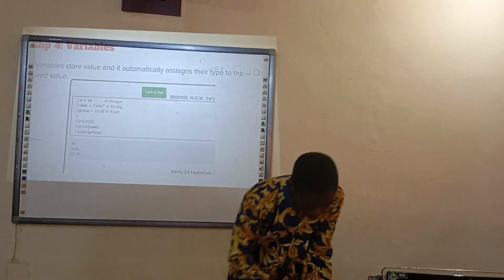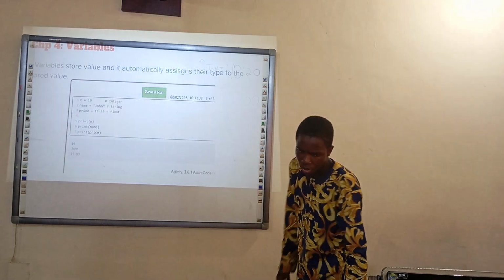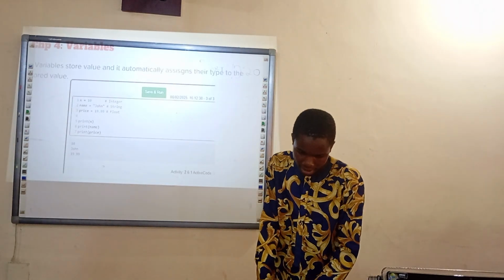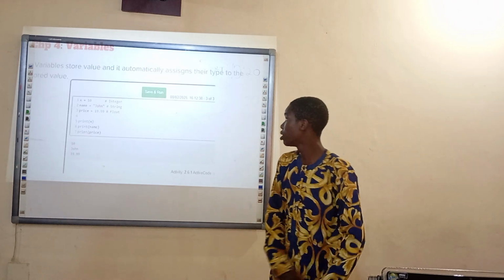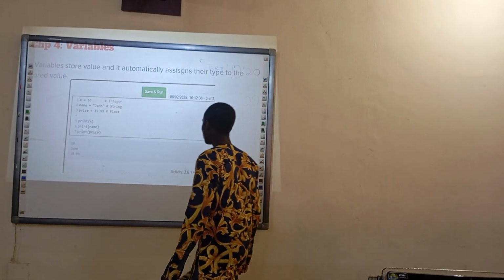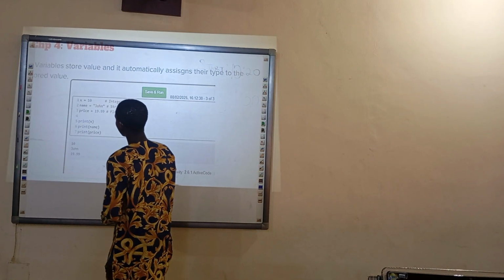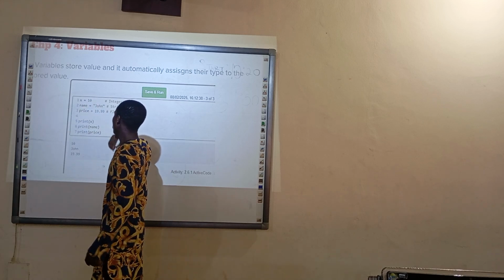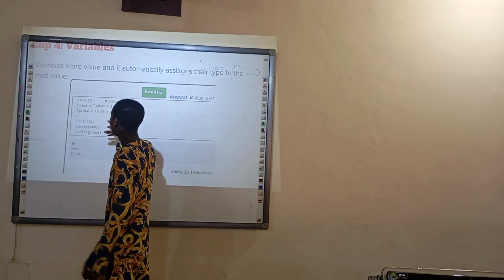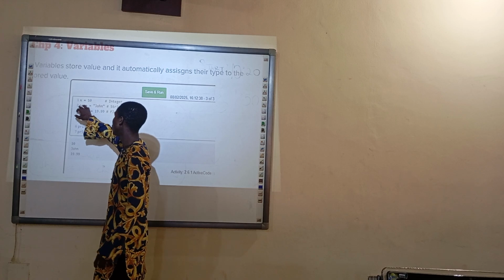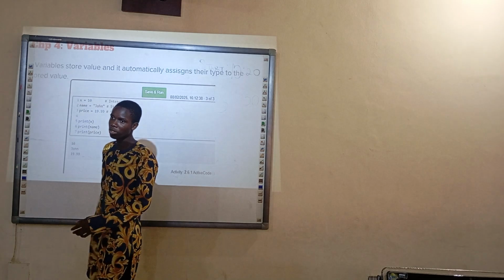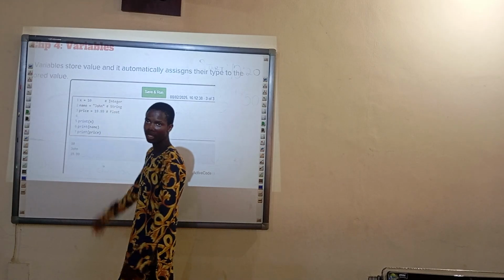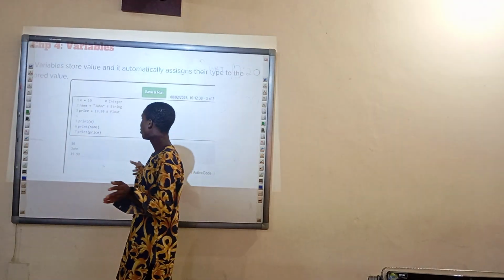So chapter 4, we talk of variables. Variables store values and automatically assign their type to the stored value. What this means is that a variable stores a value. For example, I have a value of 10 and we don't want to always put in 10. What we do is simply assign this value 10 to this variable x. Now this x has the value of 10. So whenever we call x, it simply means the value 10.